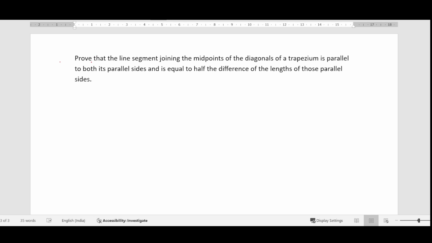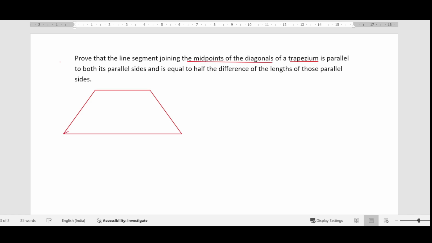Prove that the line segment joining the midpoints of the diagonals of a trapezium is parallel to both its parallel sides and is equal to half the difference of the lengths of those parallel sides. Draw a trapezium. Now he is saying midpoints of the diagonals of a trapezium.